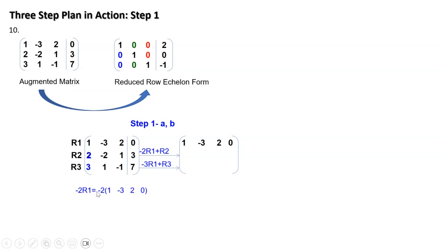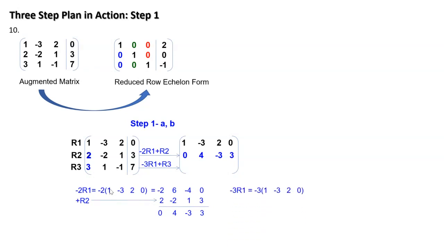So -2 row 1 is equal to -2 times 1, -3, 2, 0. It's going to give us -2, 6, -4, 0. Then I'm going to add it to row 2. Row 2 is 2, -2, 1, and 3. So after we do the operation, it's going to give us 0, 4, -3, 3. That's my new equation number 2.